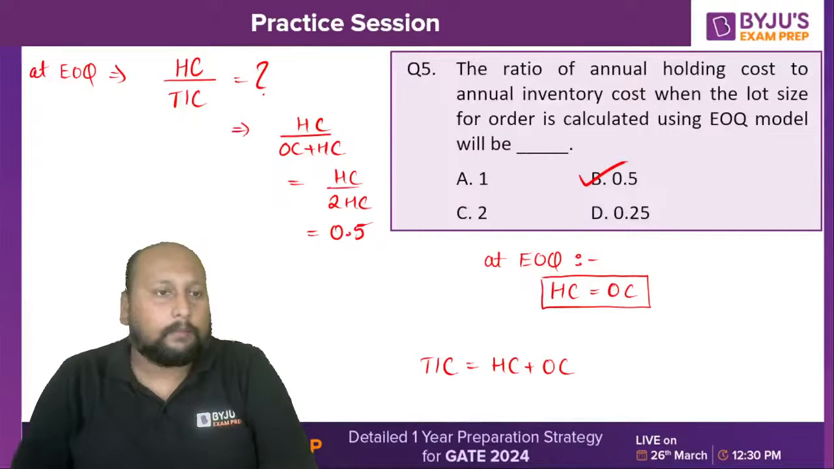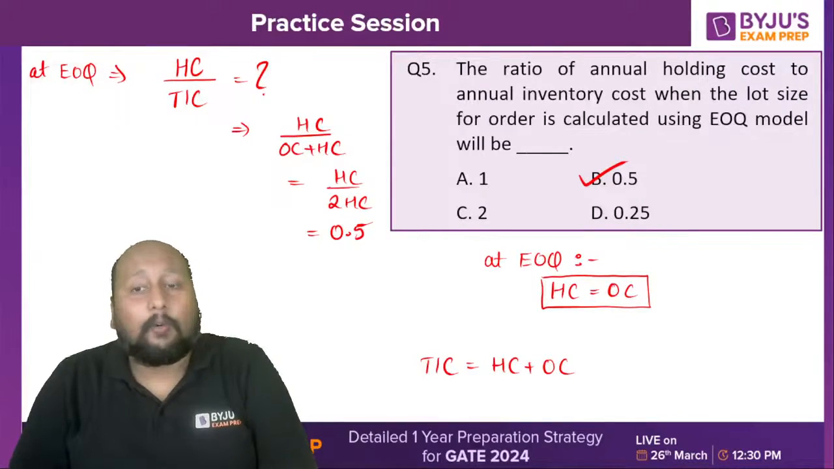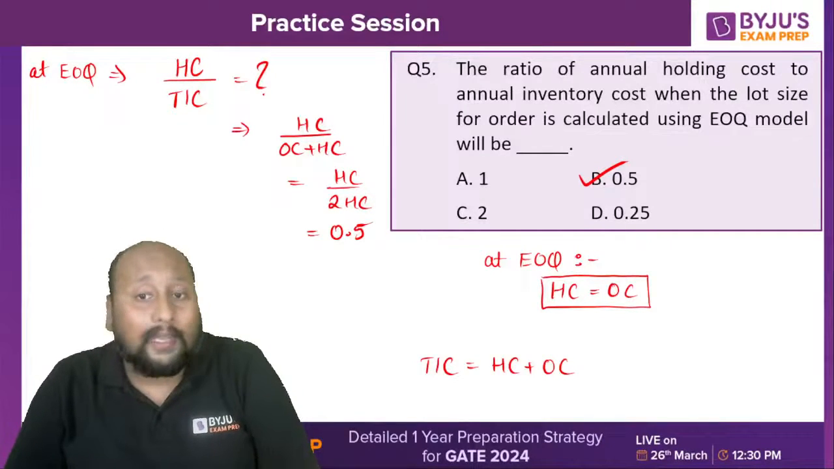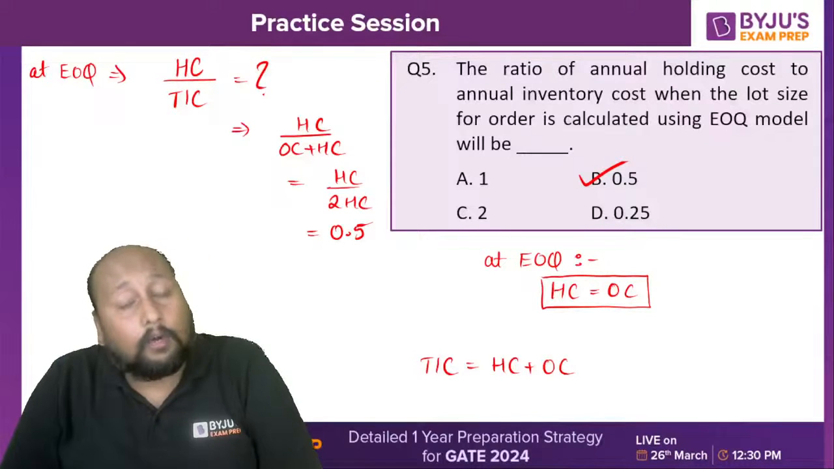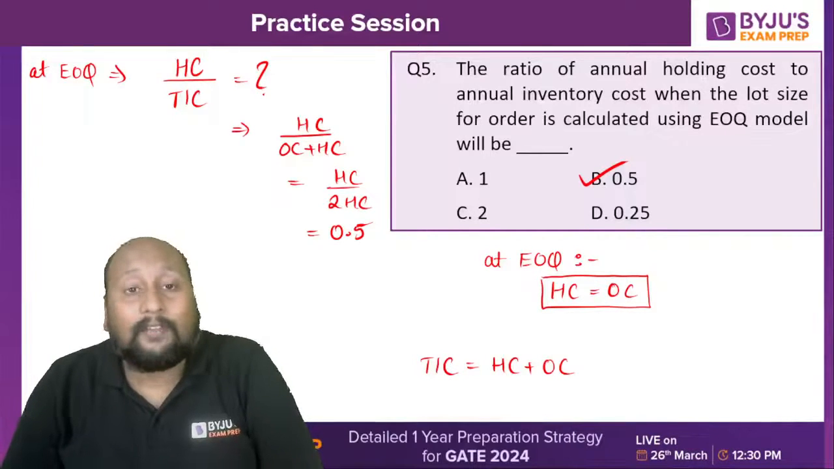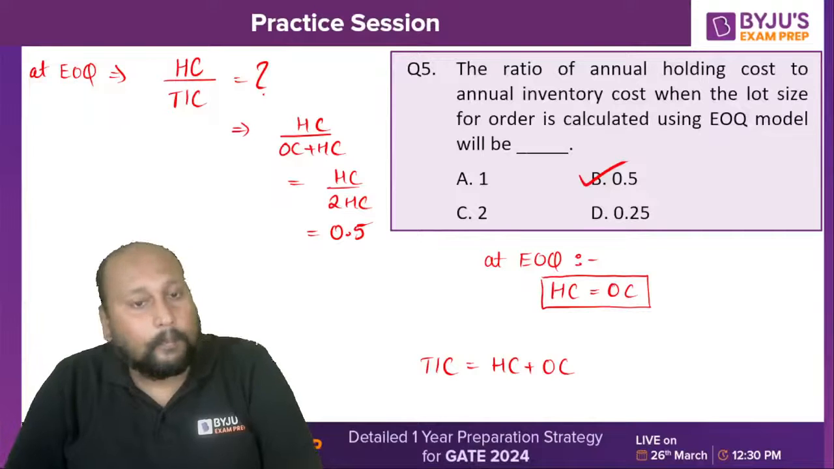0.5. Okay, fine. So let us suppose if they are asking you what is the ratio of ordering cost to holding cost at EOQ, that will be 1, right? But they are saying the ratio of holding cost to total inventory cost, that is nothing but 0.5 at economic order quantity. Okay, fine.